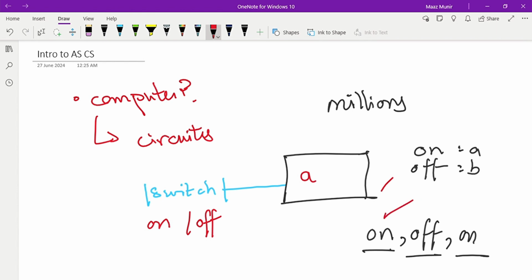When we feed off into it, what's going to happen? B is going to get printed. Likewise, when you again feed in on into the computer, you're again going to get A up here. So in the end, let's say this is an instruction, on, off, and on is going to get us A, B, A on the screen.